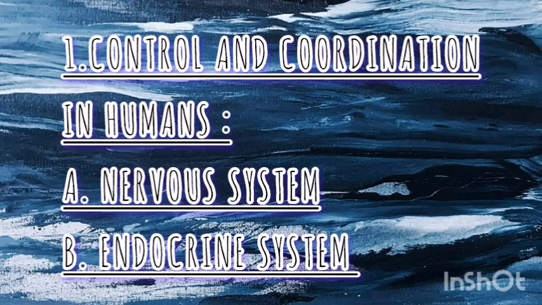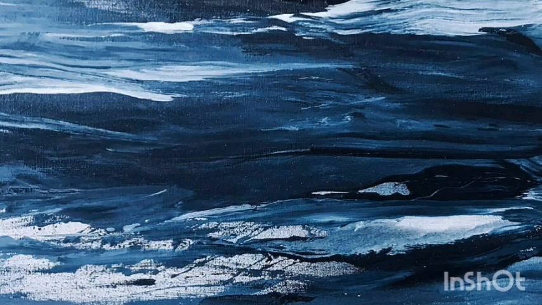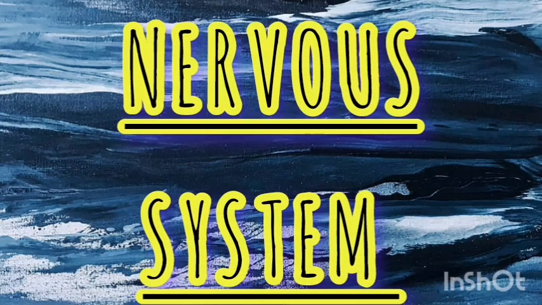Part 1. Control and coordination in animals, the nervous system. In animals, this complex work is mainly done by two systems: the nervous system for fast action and the endocrine system for slow, sustained action. Let's start with the speedster, the nervous system.